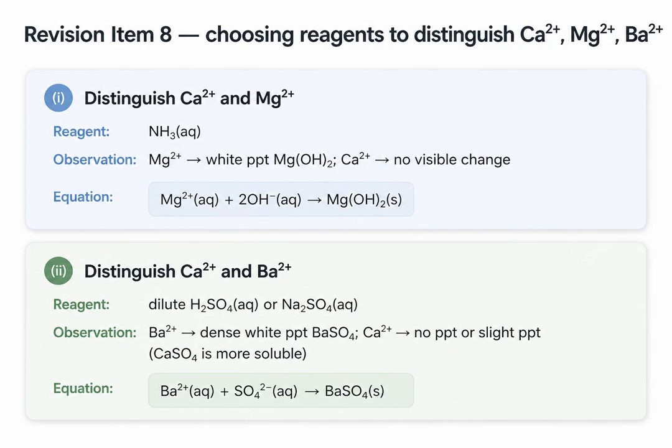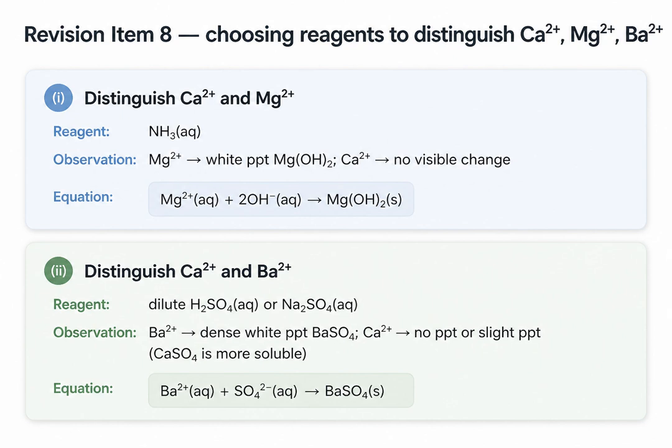To distinguish calcium from magnesium, ammonia is a simple choice. Magnesium forms a white precipitate of Mg(OH)2 because its hydroxide is less soluble, while calcium usually shows no visible change because ammonia does not supply enough hydroxide to exceed the Ksp of Ca(OH)2.